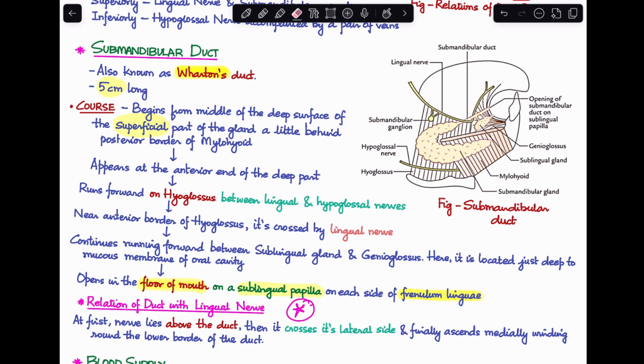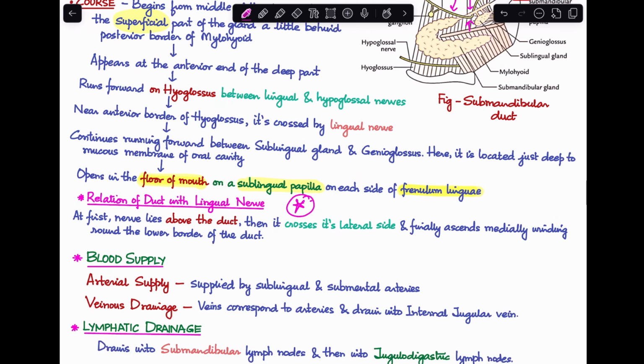If you look at the image over here, this is our lingual nerve and this is our duct over here. So we can see that at first the nerve lies above the duct and then it crosses its lateral side and loops around it, and then it ascends medially, winding around the lower border of the duct. This is the relation of the lingual nerve with the submandibular duct.